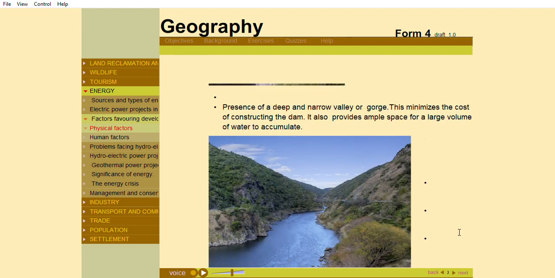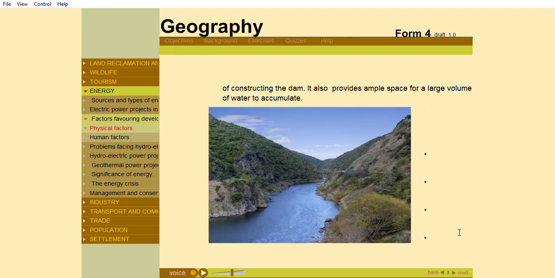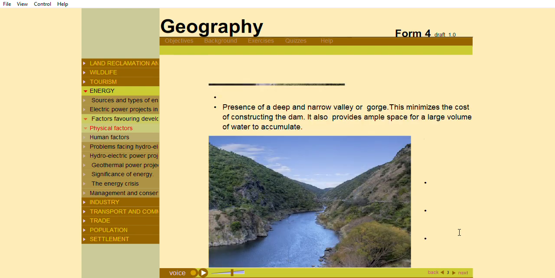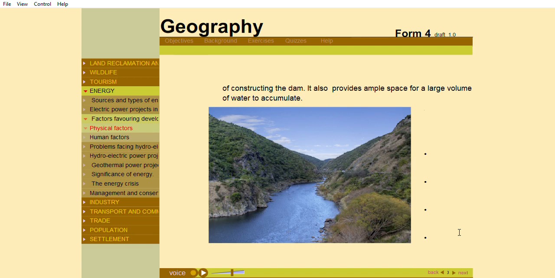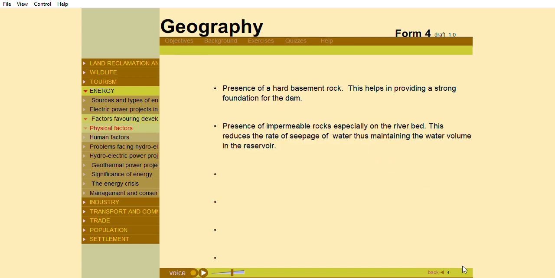Presence of a deep and narrow valley or gorge. This minimizes the cost of constructing the dam. It also provides ample space for a large volume of water to accumulate. Presence of a hard basement rock. This helps in providing a strong foundation for the dam. Presence of impermeable rocks, especially on the riverbed. This reduces the rate of seepage of water, thus maintaining the water volume in the reservoir.